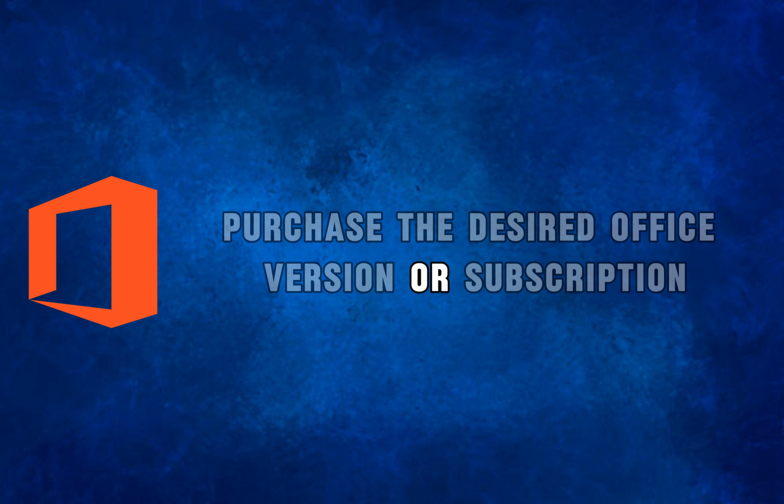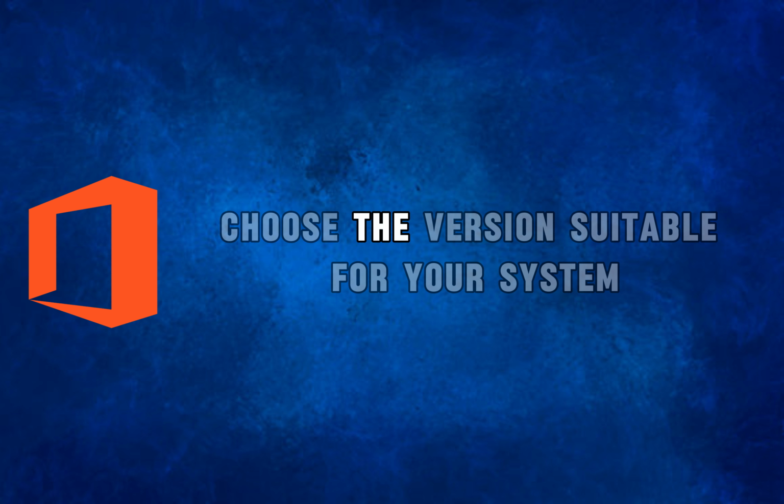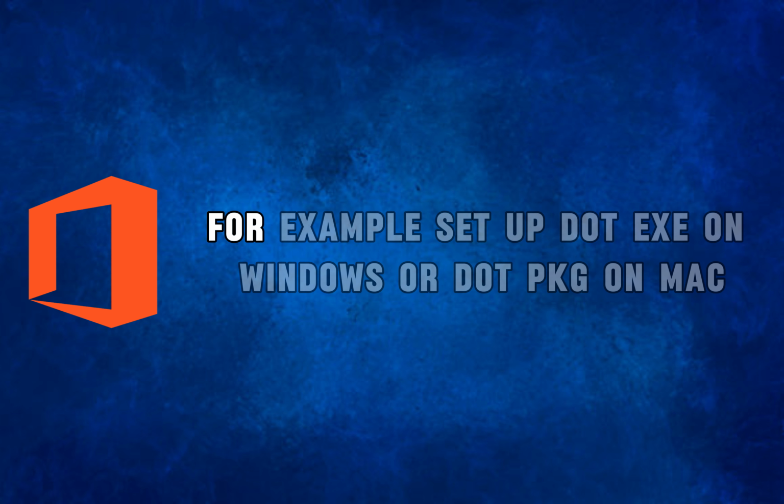Visit office.com and sign in. Click Install Office from the dashboard. Choose the version suitable for your system. Locate the downloaded setup file, for example, setup.exe on Windows or .pkg on Mac.